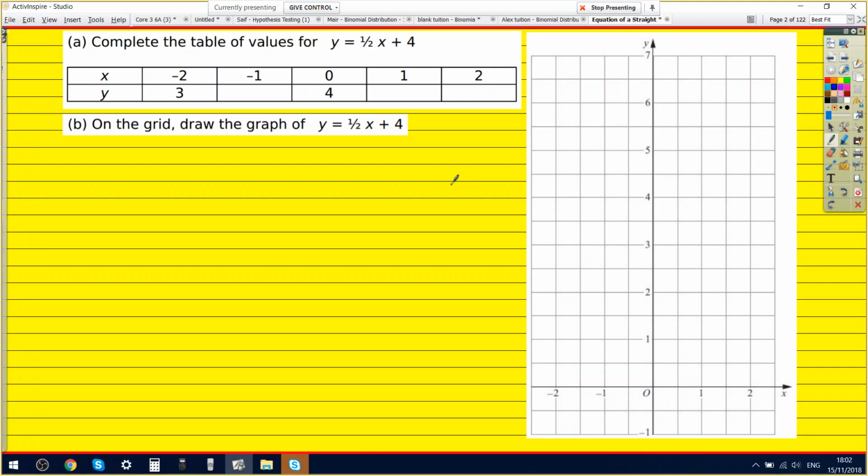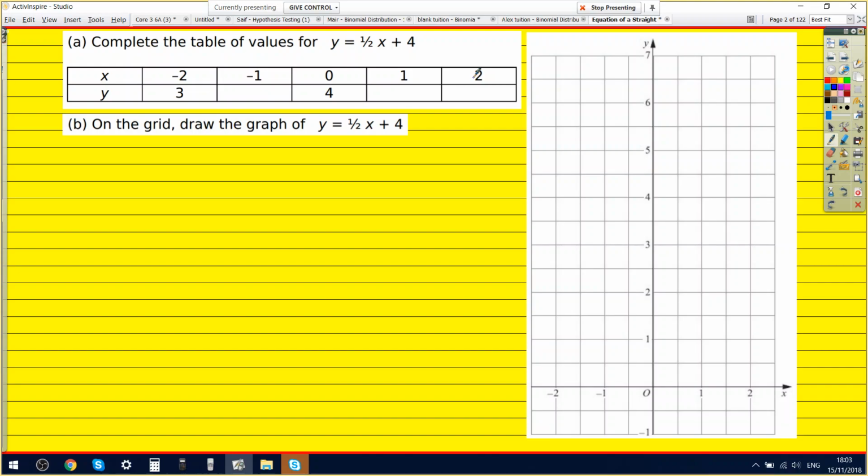So I would just do the two separately. So just part A, complete the table. The top numbers are the x, and you have to say what the y is. So what they did was y equals a half times 0 plus 4. A half times 0 is 0, plus 4 gives you 4. So that goes in the y box.